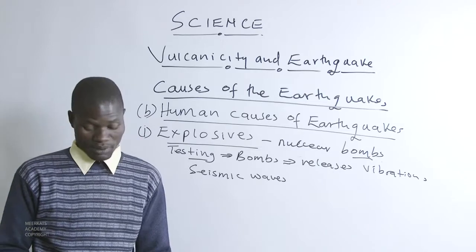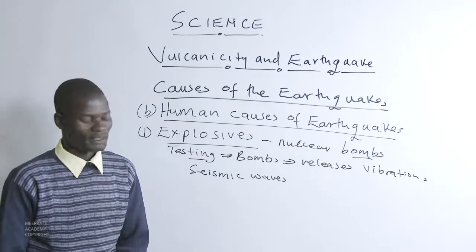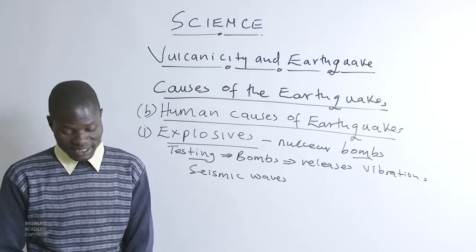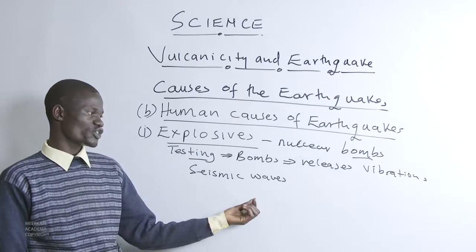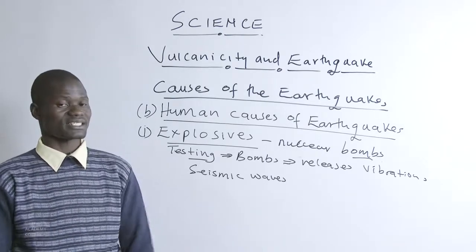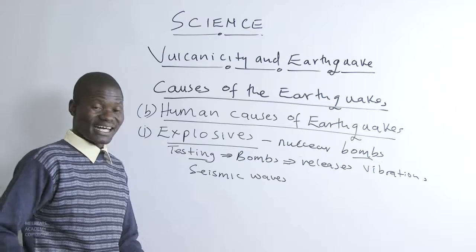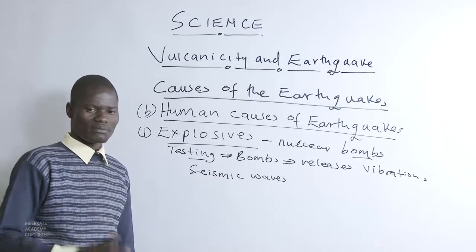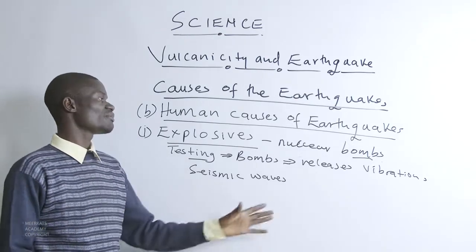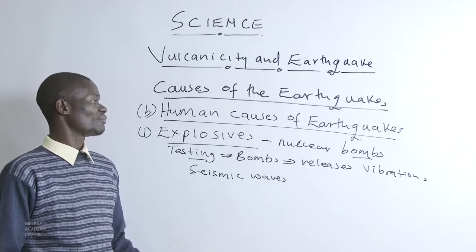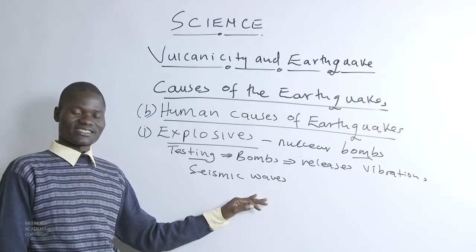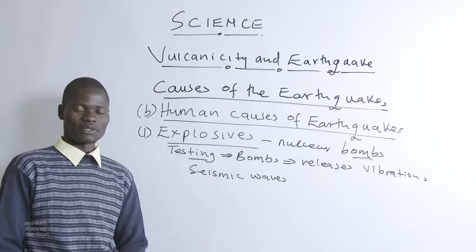When we test nuclear bombs underground, a lot of vibration is released that leads to the formation of seismic waves, especially in the regions where we are testing. It can be in the desert, but some of the nuclear bombs are tested underground to see the magnitude over which a certain bomb can explode on the environment. Therefore, that one will always generate earthquakes. Yeah, that is an explosive.